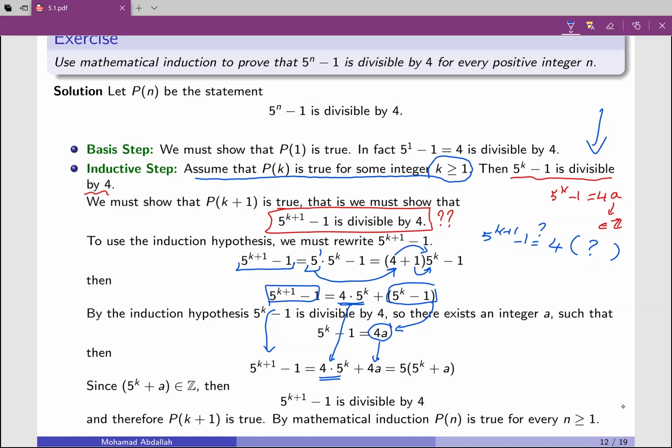You can clearly see that I have a typo here, so that should be 4. So this becomes 4 times 5 to the power k plus a, and that's the integer that I'm looking for. So 5 to the power k plus a belongs to Z. That means 5 to the power k plus 1 minus 1 is divisible by 4, so the proof is done. And that means that P of n is true for every n greater or equal to 1.